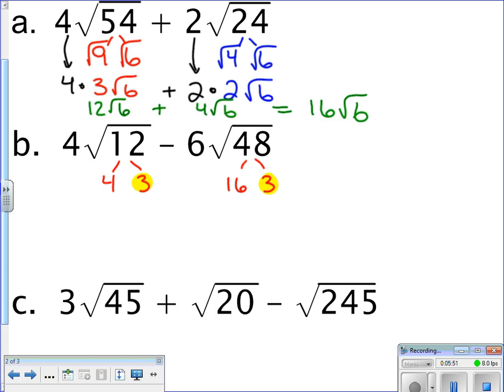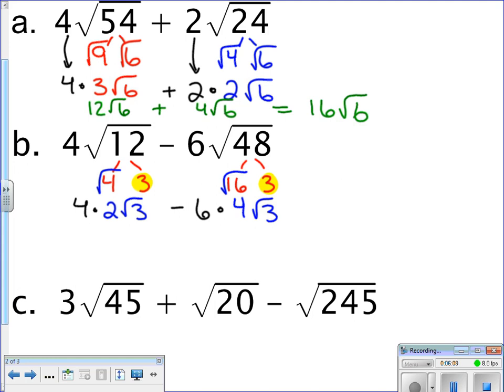So the square root of 4 is 2, so you get 2 square root of 3. The square root of 16 is 4, so I get 4 square root of 3. Let me bring down that minus 6, which is going to be times the 4, and bring down the 4 that goes in front of the 2.